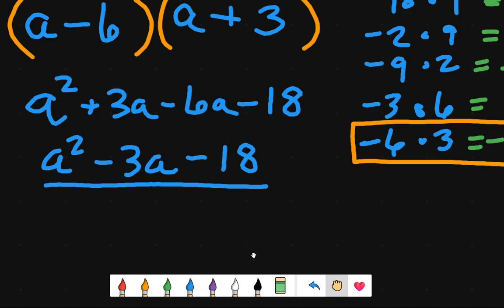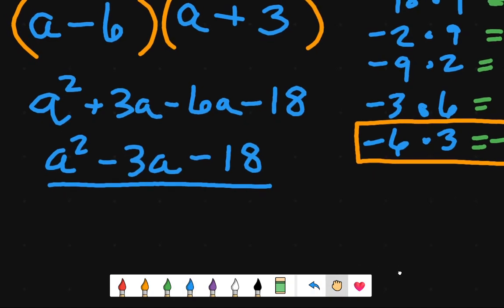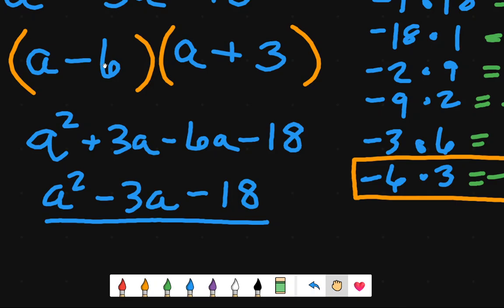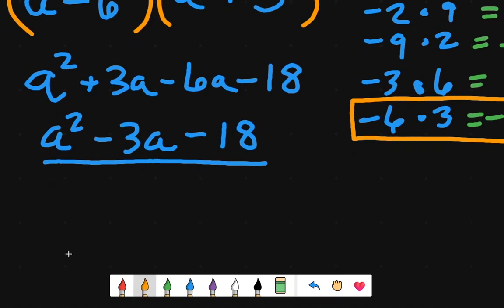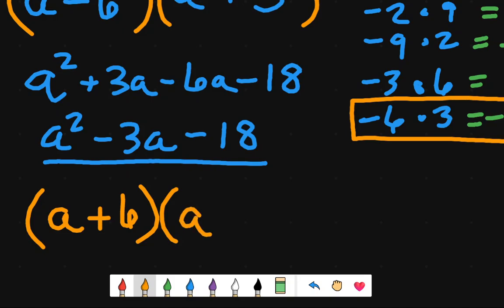Now, as I mentioned before in another video, you can always investigate and see if you change the signs around, would you get the same answer? So let's say if this a minus 6 became a plus 6 and this a plus 3 became a minus 3, would you get the same answer? Investigate so you will mitigate your mistakes going forward. All right, so a plus 6 and then we have a minus 3. We're just going to change the signs around just to check.